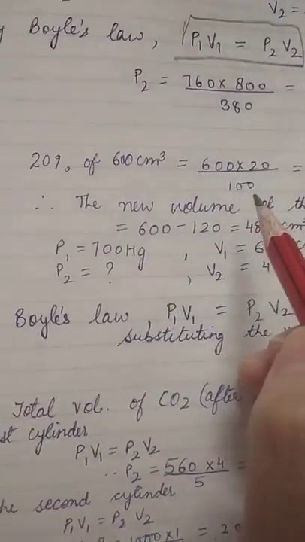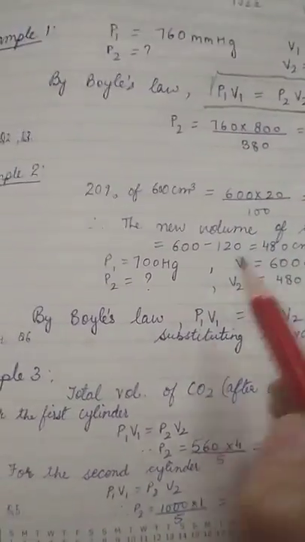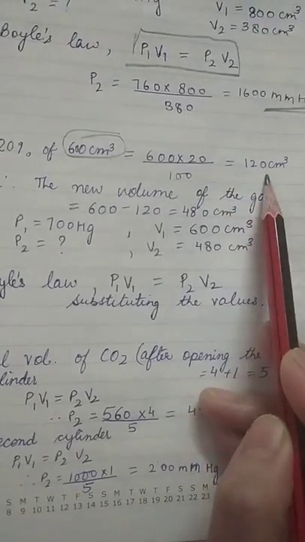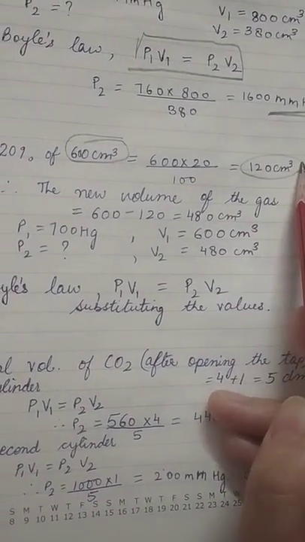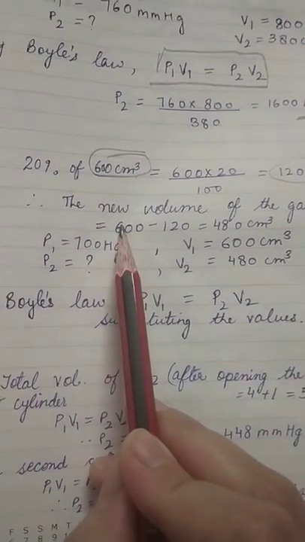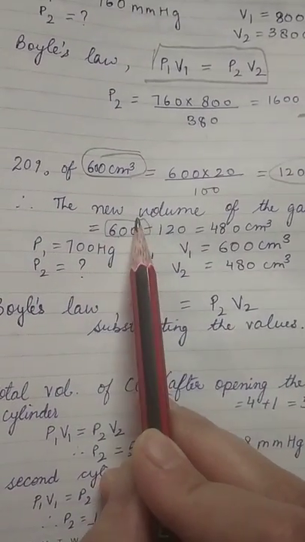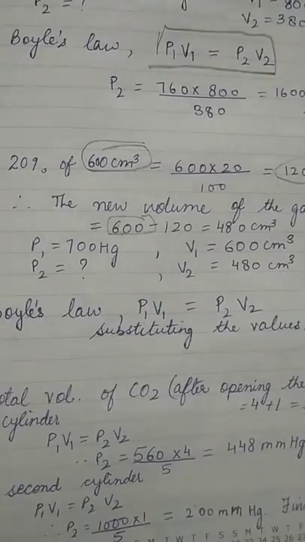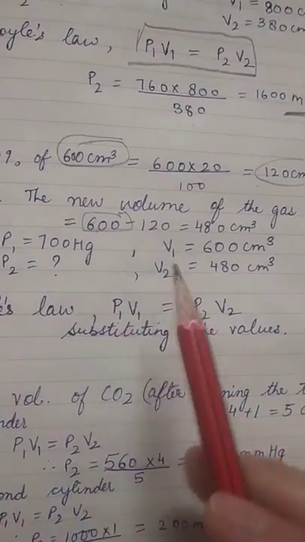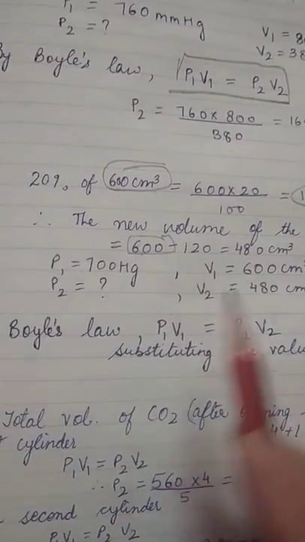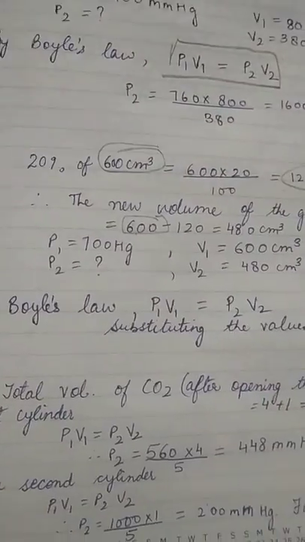So what will be 20% of the total volume, that is 600? It comes out to be 120. So this much has been reduced. Reduced means that we have to subtract from the original. So what was the original? 600. So 600 minus 120, that is 480 centimeter cube, and then we have to simply substitute the values to find the answer.